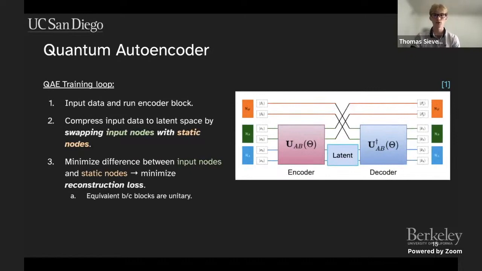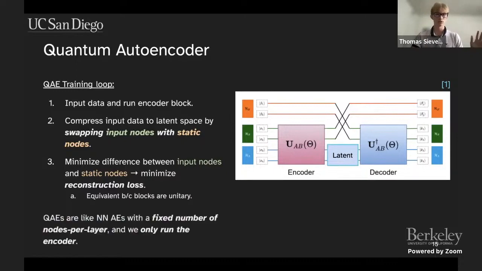Now, quantum autoencoders are very similar. The difference is you can't really decrease the nodes per layer in a variational quantum circuit. So what we do instead is we use these swap gates to swap in some arbitrary other states, that's the orange ones. And we treat that as an effective squashing, an effective compression.